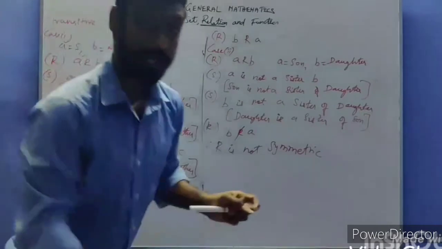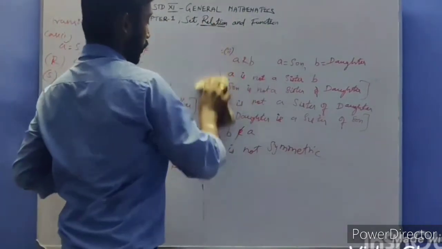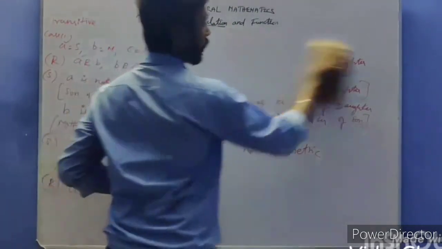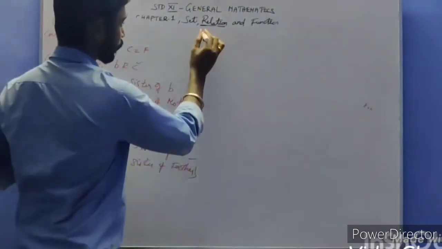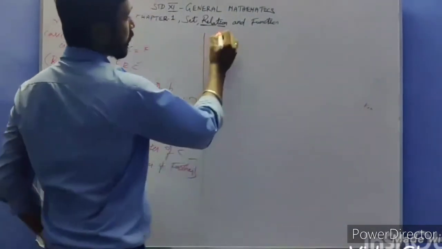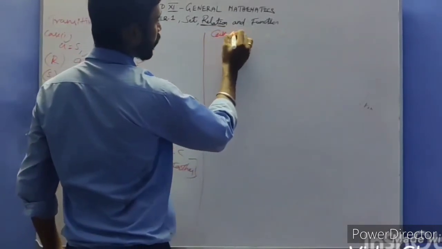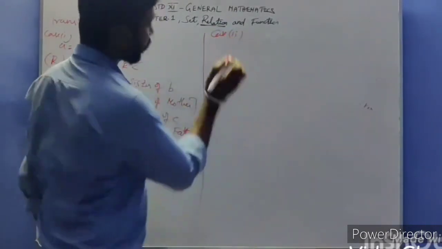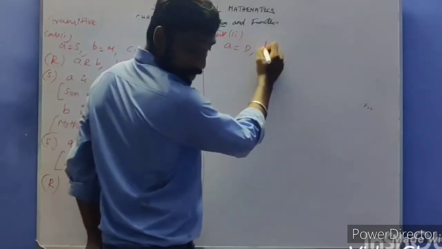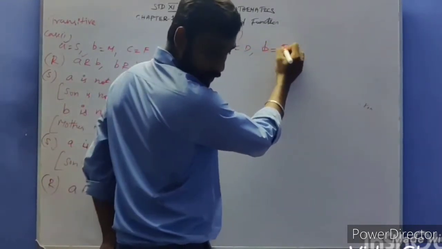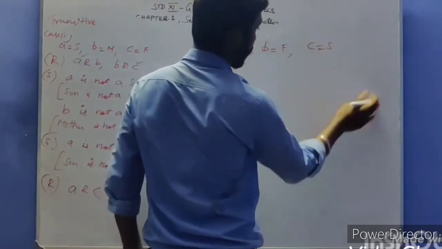Now we are going to see case 2. What happens here? Now we assume the values for A, B, C. So now case 2. See, listen here. Now we are going to assume the values. A is equal to daughter, B is equal to father, C is equal to son.